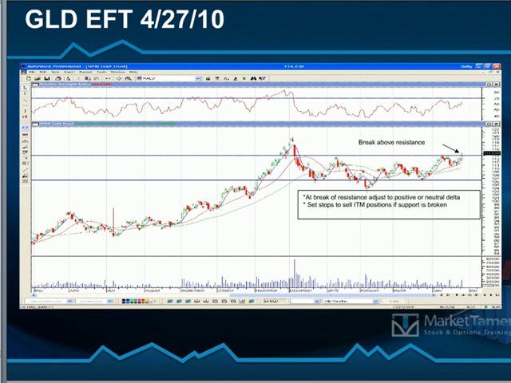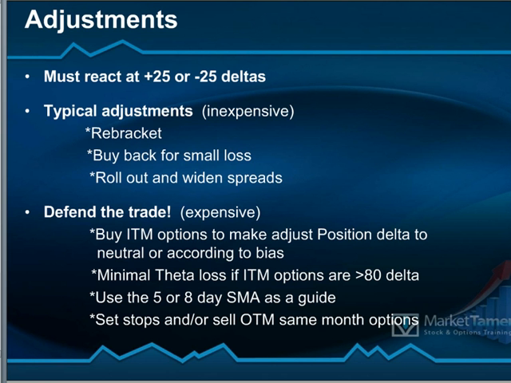Now, this is another picture of the gold ETF just a couple of days later. You'll see it went up, it went down a little bit, and then we had a really strong move yesterday, and I think it closed a little bit down today. And I'll show you some of the adjustments that we made here.